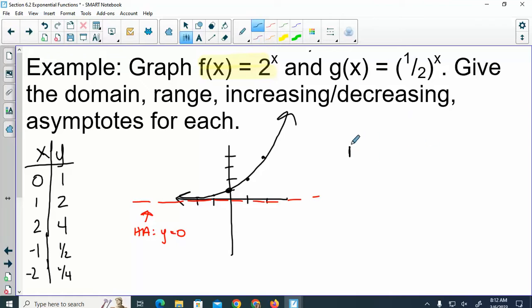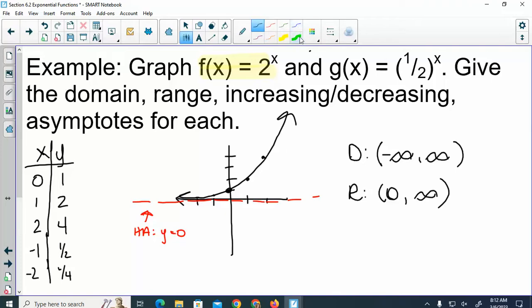What is the domain of this? And how do we write that? Range. What do we get? 0 comma infinity. Is this increasing or decreasing? It's always increasing.